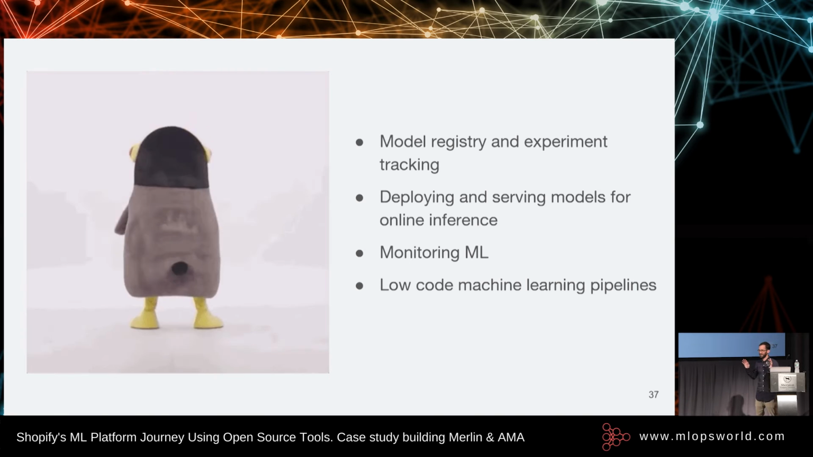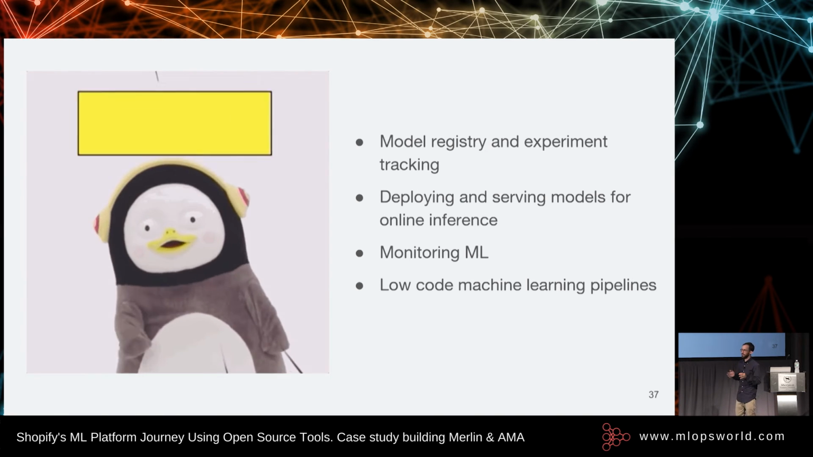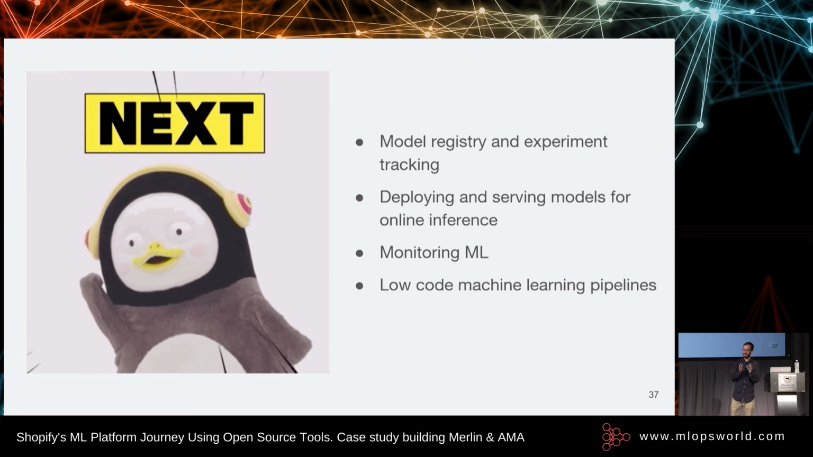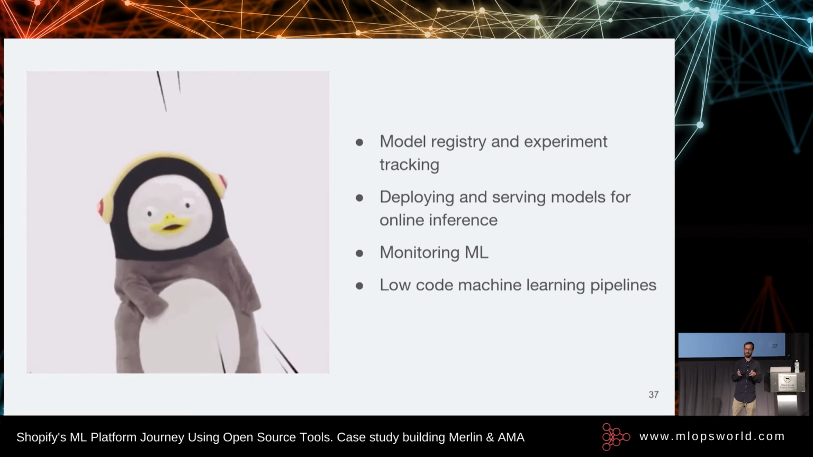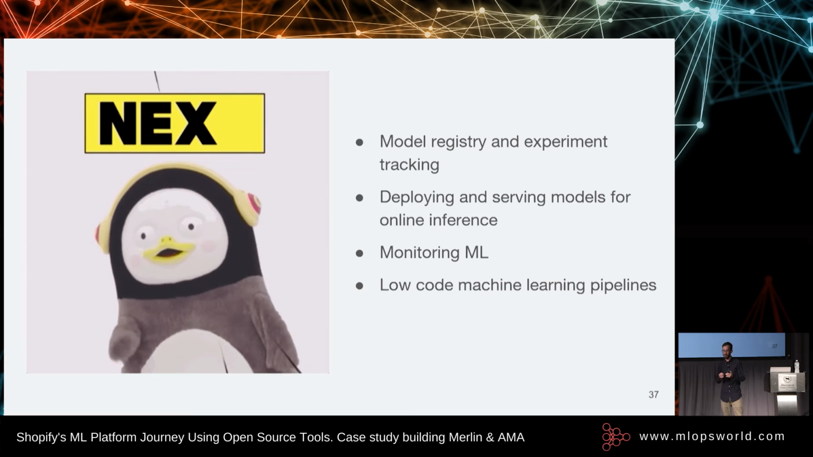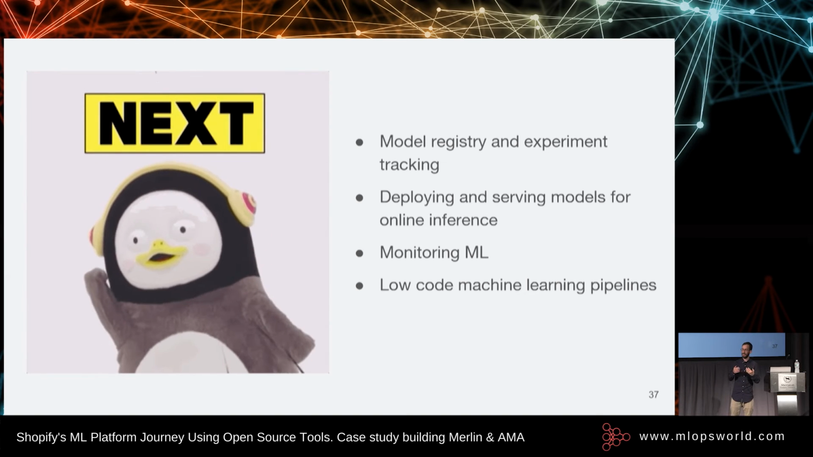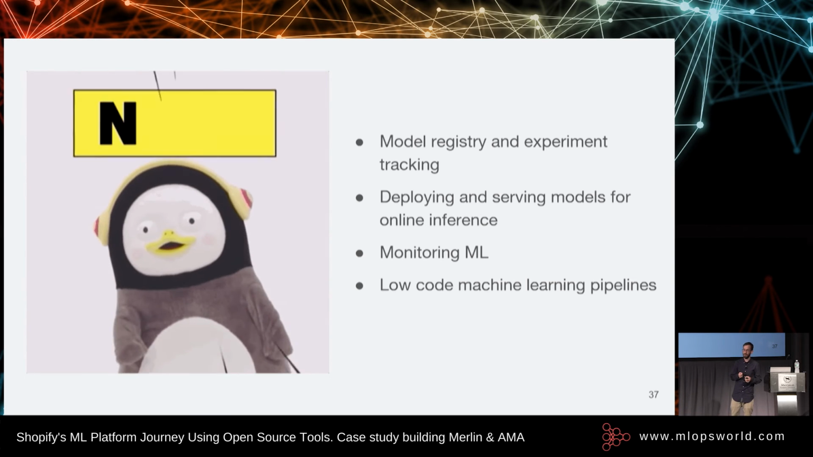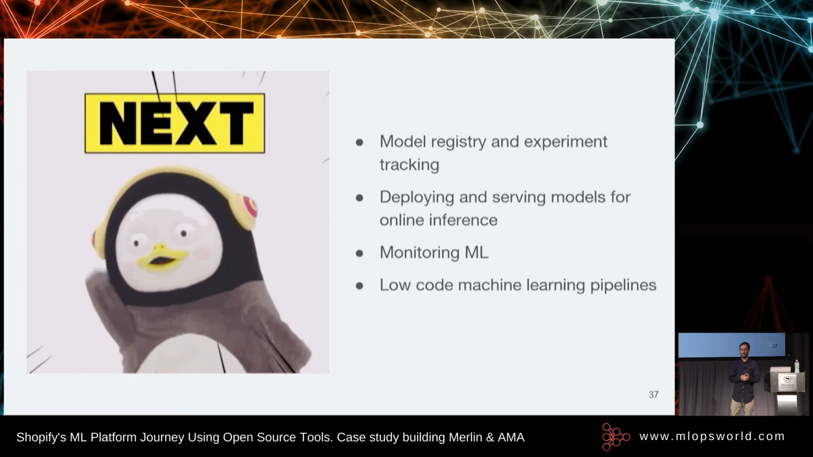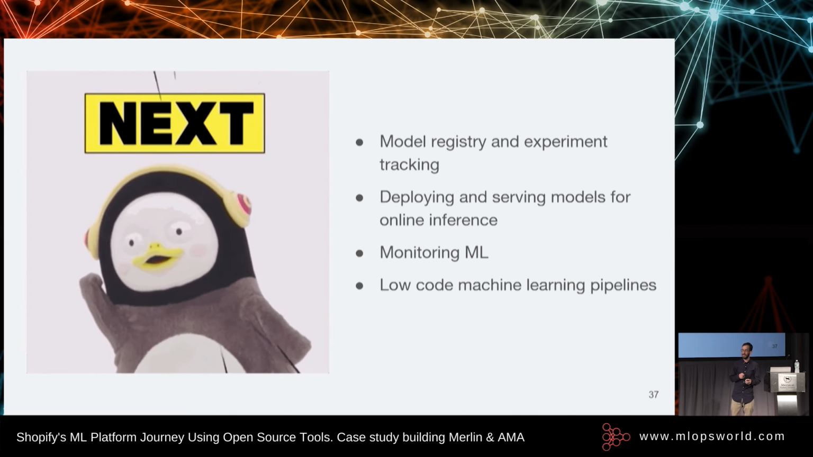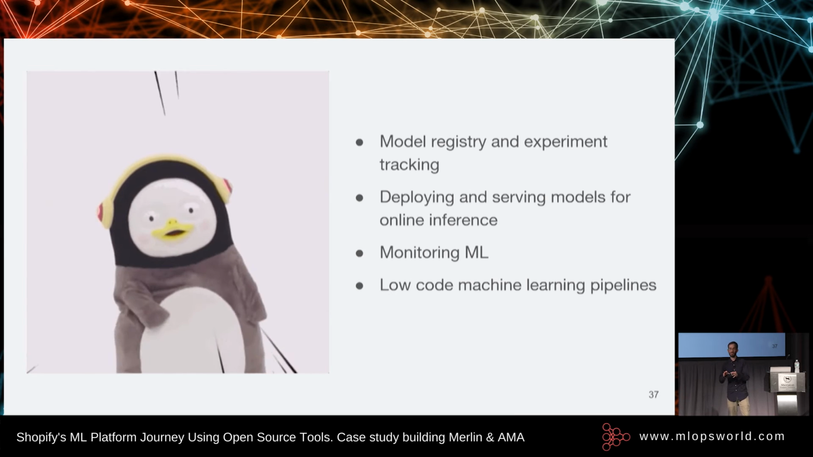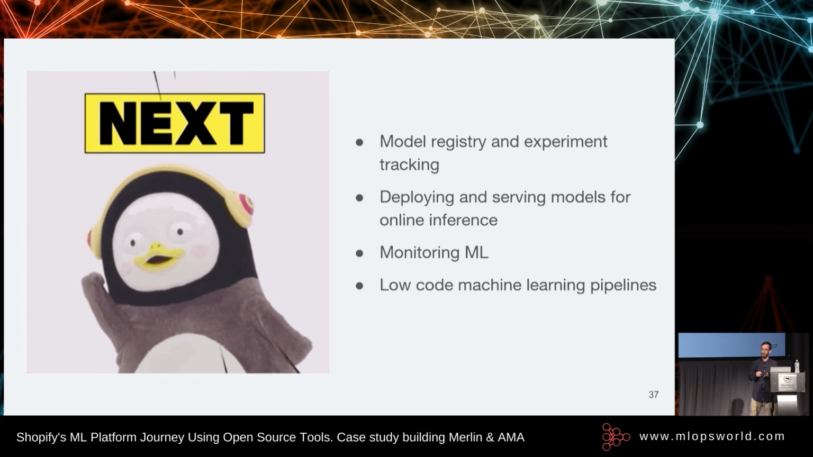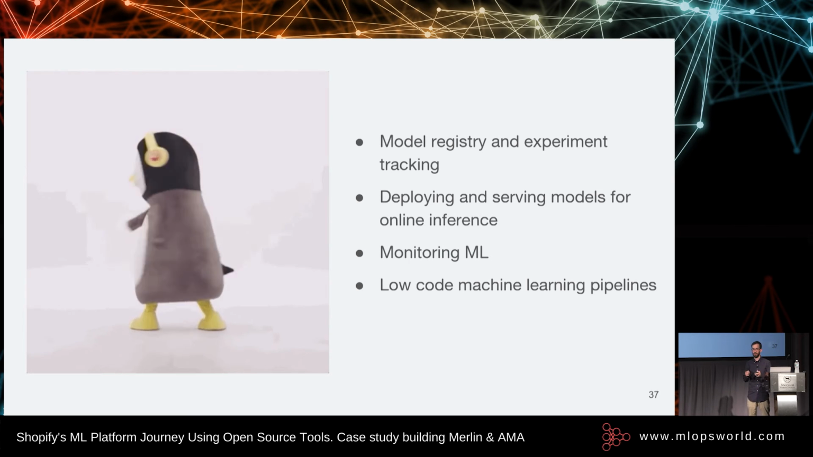But wait, there's more. The gaps that I mentioned before, there's still a lot of work that we have to do. And so we identify different needs and requirements that are currently not included as part of our new platform, such as a model registry and experiment tracking, the ability to have a standard of deploying and serving machine learning models for online inference, monitoring ML as a standard solution on the platform, and low-code machine learning pipelines to abstract more code and more of what the users are doing and make sure that they are focused specifically on the machine learning parts of it.